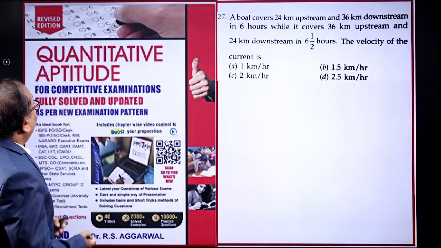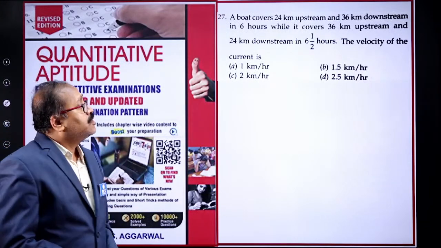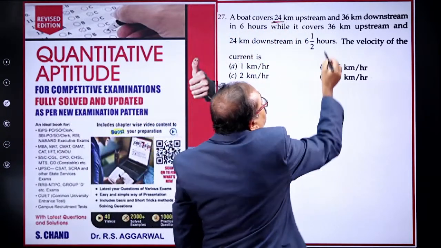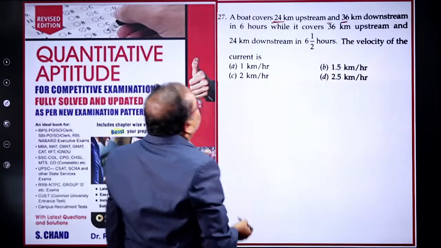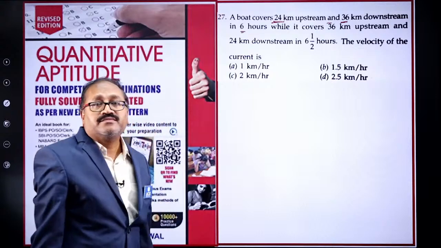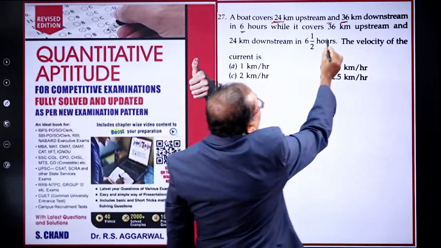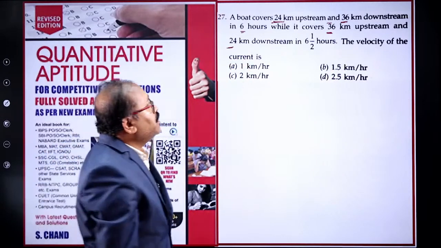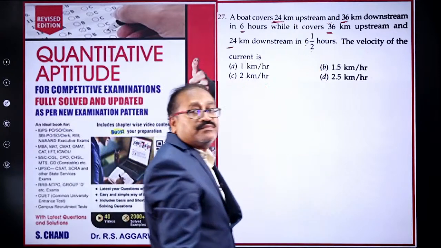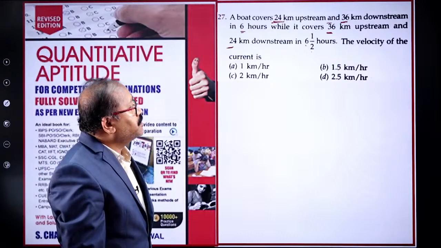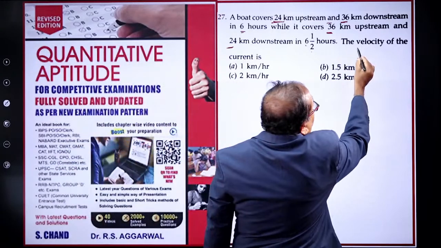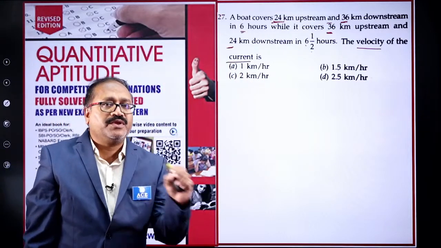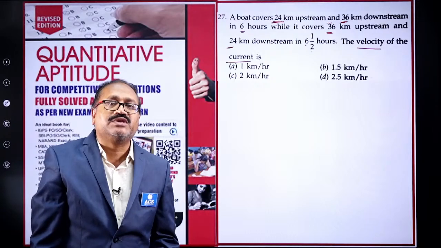One more question from the R.S. Agrawal book. Look at the question here. A boat covers 24 km upstream and 36 km downstream in 6 hours. Done? Next it says it covers 36 km upstream and 24 km downstream in 6.5 hours, that is 13 by 2 hours. Now the question is, what is the speed of the stream? Very commonly asked question, and a most important question for boats and streams.